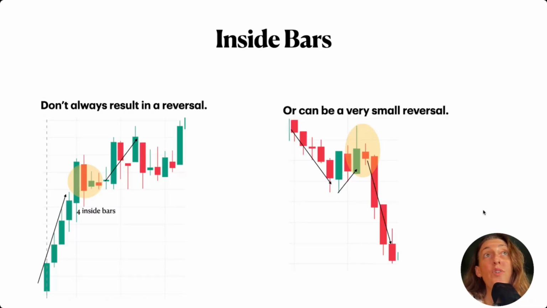And again, these don't always result in a reversal. This one had 4 inside bars. There's this large green bar, a smaller red bar that is within the green bar, a smaller green bar that is within the red bar, and a smaller red bar that is within the green bar. So 4 insides, and after that, we just continued up.